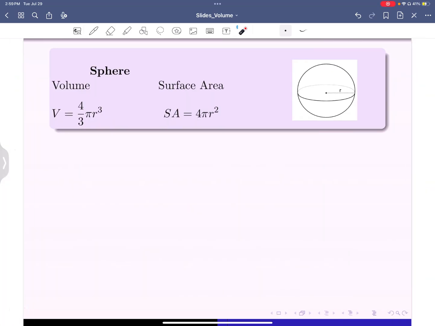A sphere has a different volume. The sphere has 4/3 pi r cubed. Later we will learn surface area. Surface area would be 4 pi r squared. But for now we focus only on the volume, so that means the stuff that is inside the sphere would be 4/3 pi r cubed.